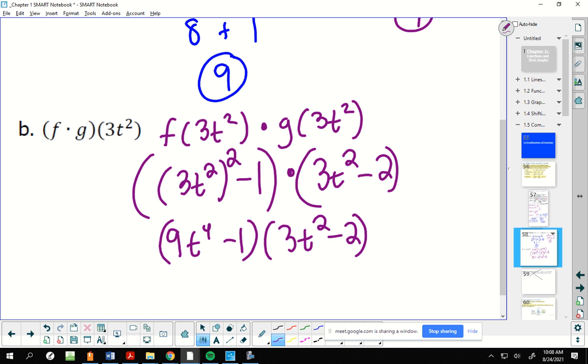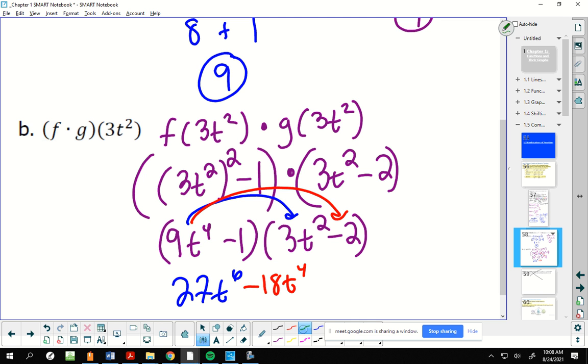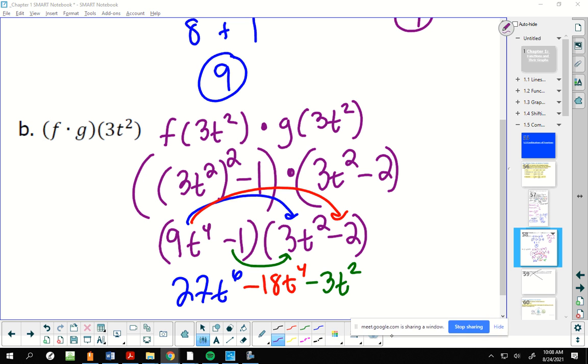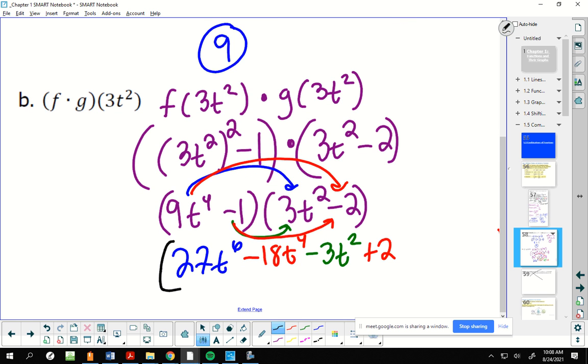And now we have a binomial times a binomial, so we're going to FOIL it. First times first: 27t to the 6th power. Outer: negative 18t to the 4th. Inner: negative 3t squared. And last times last, negative 1 times negative 2 is plus 2. And then we're done. No like terms. We put them in order. So we're good.